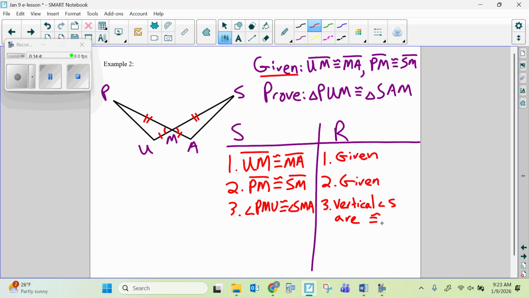So step 4, triangle PUM. I know it because that's what I'm trying to prove. Triangle PUM is congruent to triangle SAM. Shout out to Sam. What's my reason? How do I know for sure that these triangles really are congruent to each other? Well, because I reached the SAS postulate. Boom, we're done.